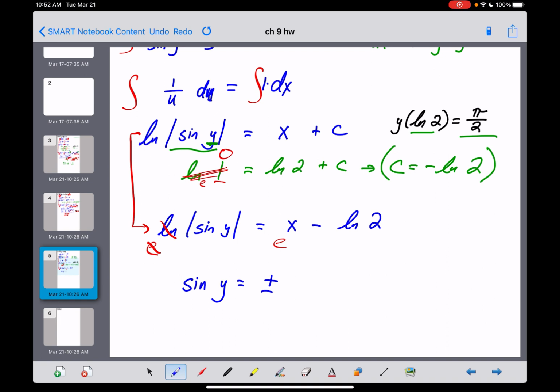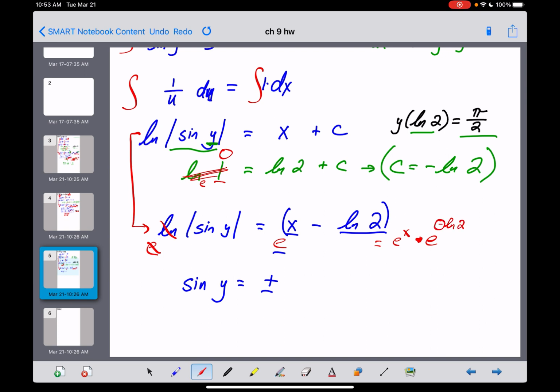Now, e to this binomial power becomes e to this power multiplied by e to this power. And the e to the negative natural log of 2. All right, guys, I better write that out because that's going to get a little bit messier than I thought. This is e to the x, and then it's going to be e to the x times e to the negative natural log of 2.